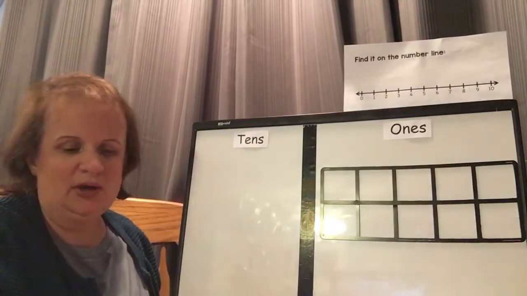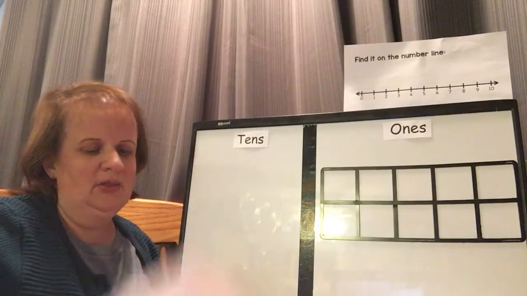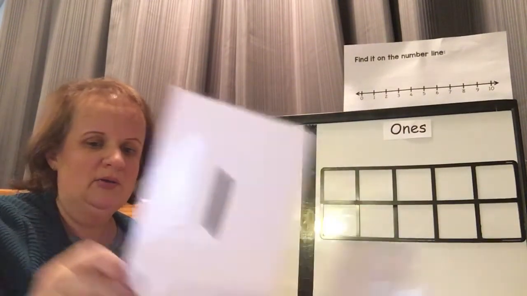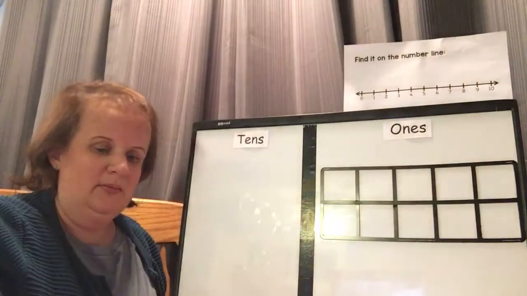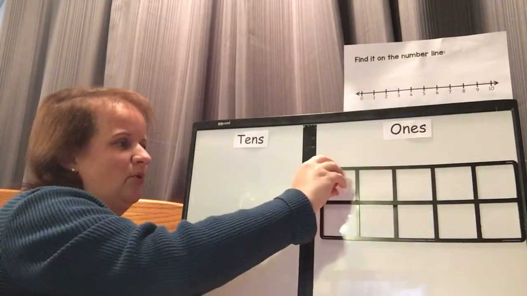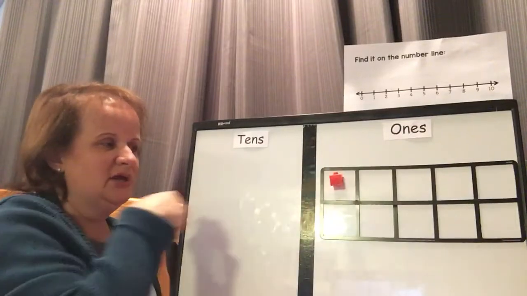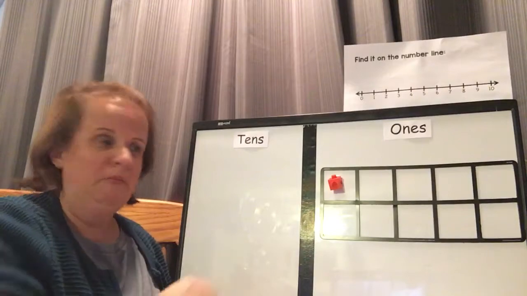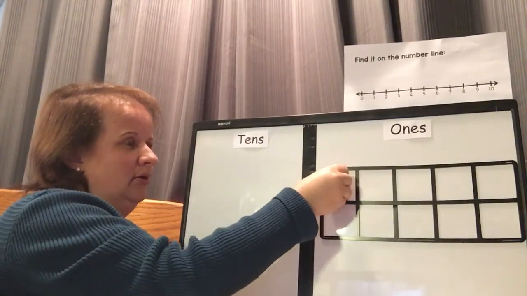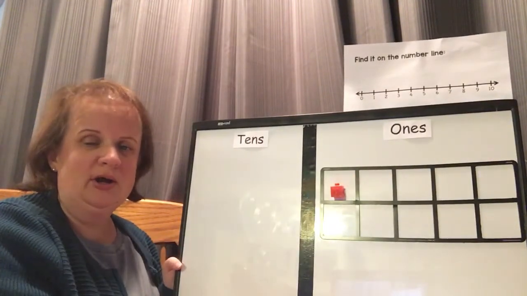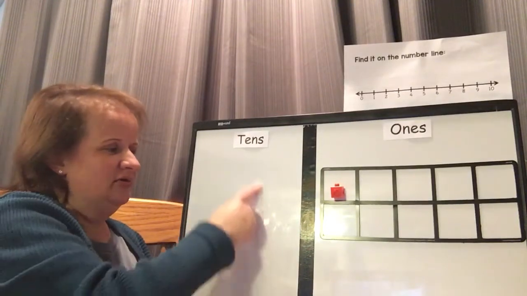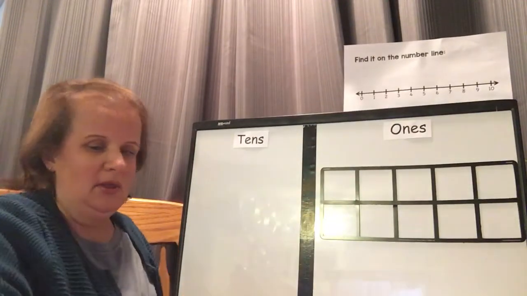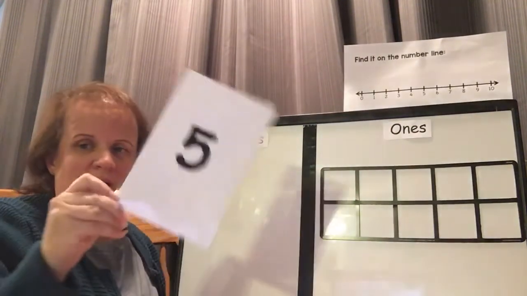Let's get another number. Ready? This is an easy one. Number 1. Just 1 cube on our 10 frame, only 1. We have 1 one. Isn't that cool? There's 1 one on our 10 frame and 0 tens. No tens.